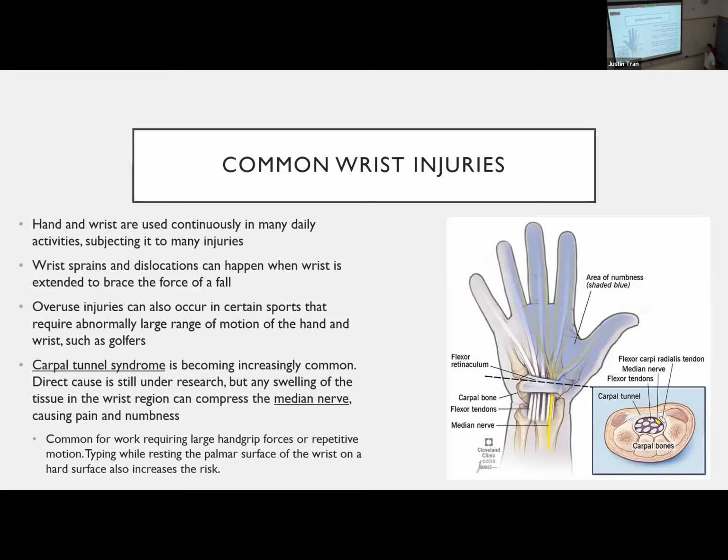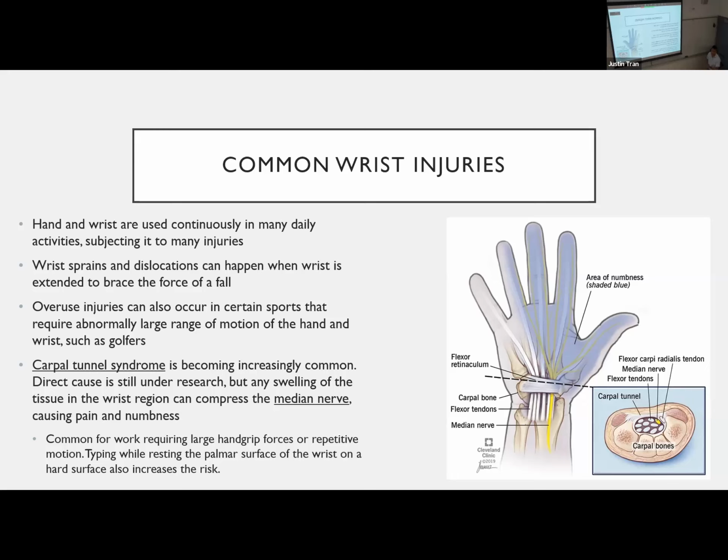Okay, and one injury that's becoming quite common, and I think a lot of people have it to a certain degree nowadays, is carpal tunnel syndrome. You've probably heard the term before. It's not an acute injury, so it's not like you're tearing the ligaments or the tendons or the muscles. It's none of that. Carpal tunnel is actually a nerve injury.